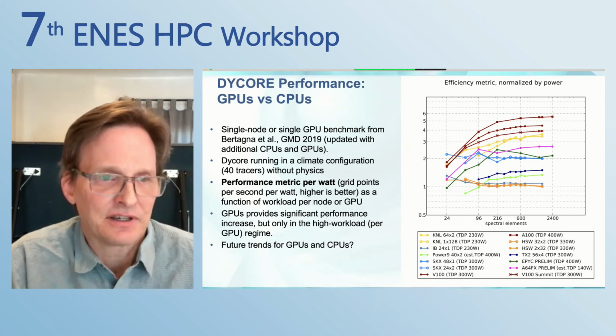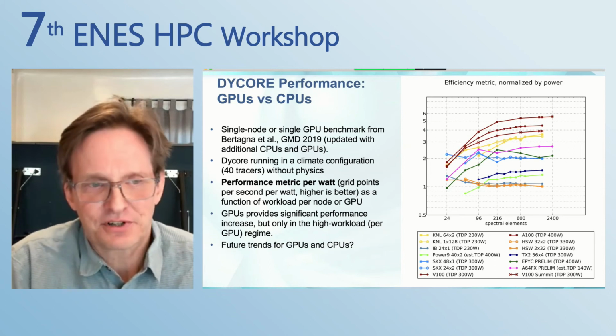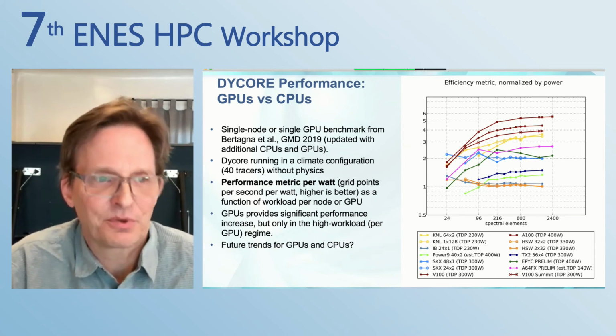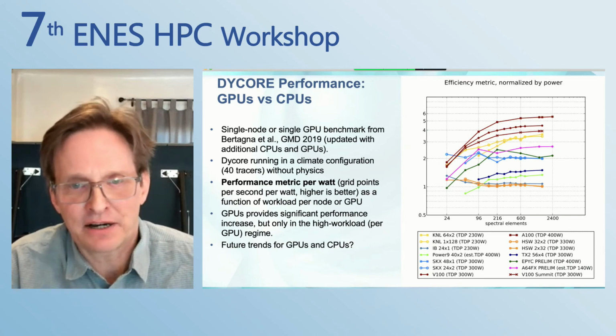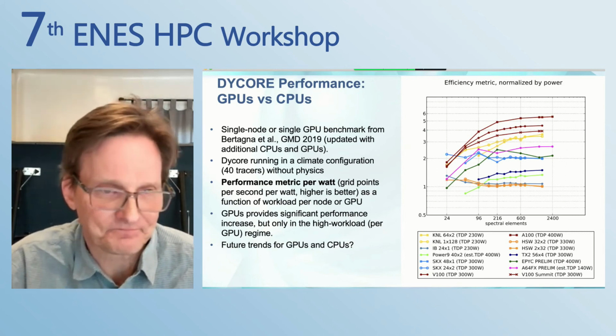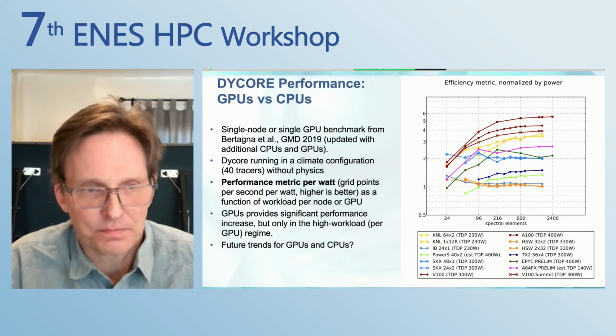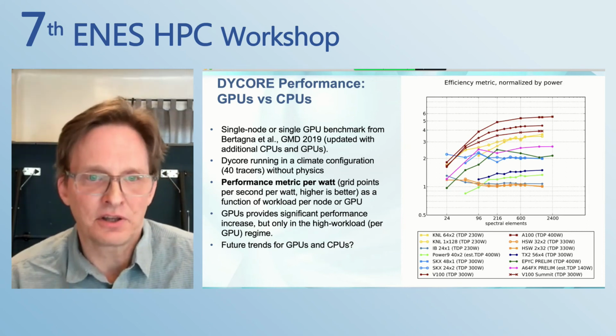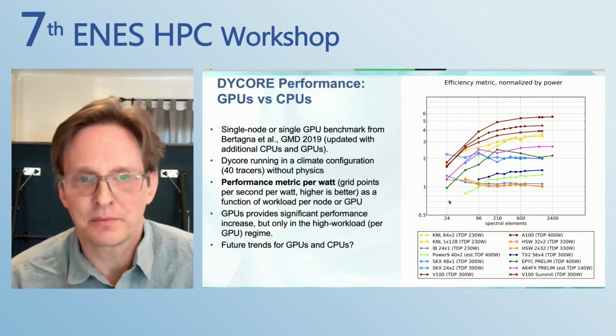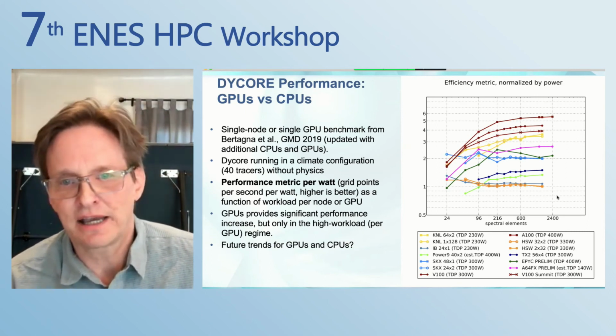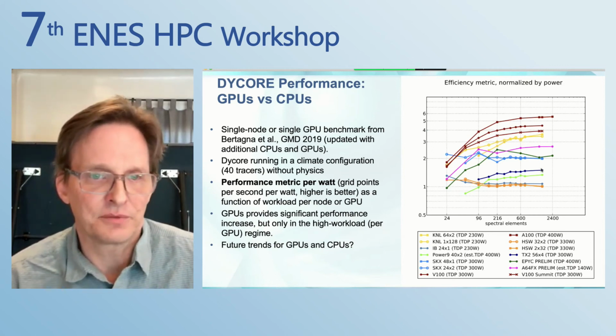And then it's kind of a performance metric per watt. So it's grid points per second per watt. Higher is better. It's basically a flop rate. You can think of it that way. And then it's plotted as a function of workload. So on the left, those are very small number of spectral elements or grid points on the node, and on the right, high number of grid points per node.